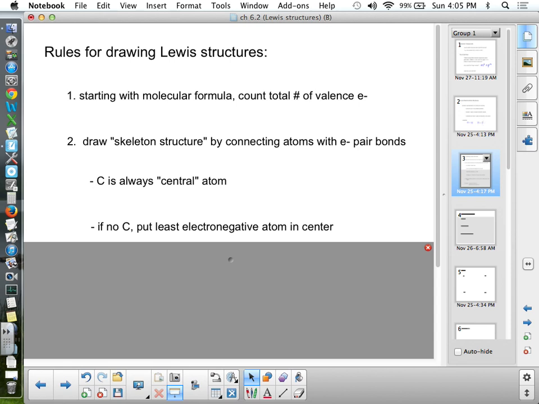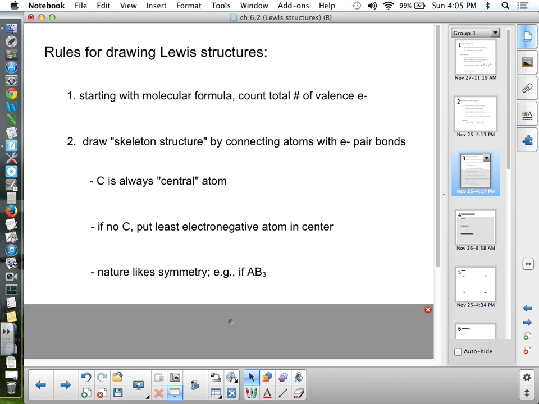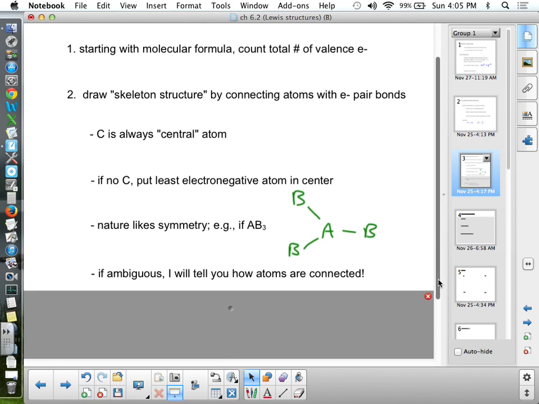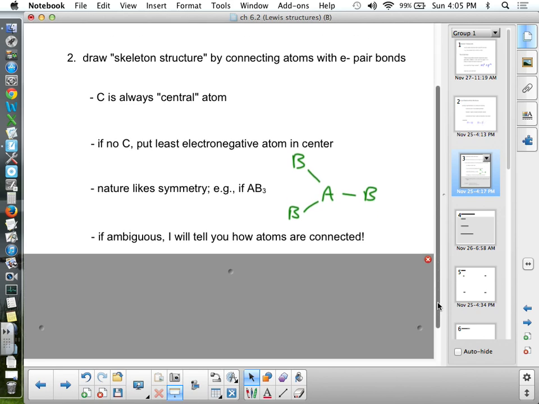If there is no carbon atom, put the least electronegative element in the center of the molecule. It turns out that nature tends to prefer symmetrical molecules. So for example, if the molecule has the formula AB3, meaning 1 atom of A and 3 atoms of B, then as you might guess, you'll put the A in the center and then attach the B atoms to it, giving you the most symmetrical structure that you can come up with. If there is any ambiguity whatsoever in how the atoms are connected, I will tell you what's connected to what, because sometimes it's not obvious.